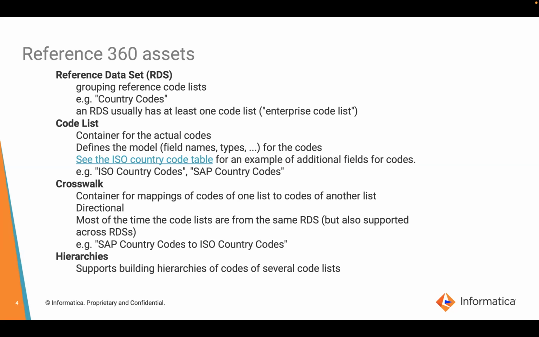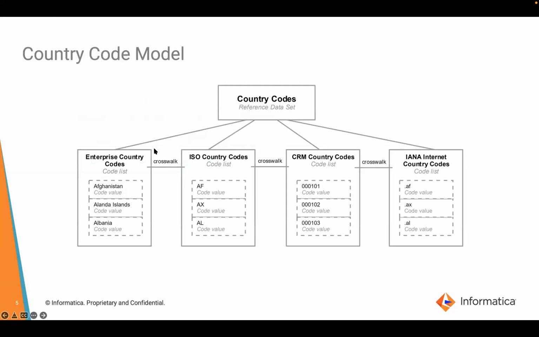But today we are going to focus more on creating a model based on reference data set and code list. So this is how a country code model would be. You create a reference data set called country codes. And inside that, you can have code lists, which, as I mentioned earlier, are a container for your code values or the actual records. And they can be from various applications like CRM, SAP, it can be ISO country code or enterprise country code. So you can have n number of code lists inside your reference data set.